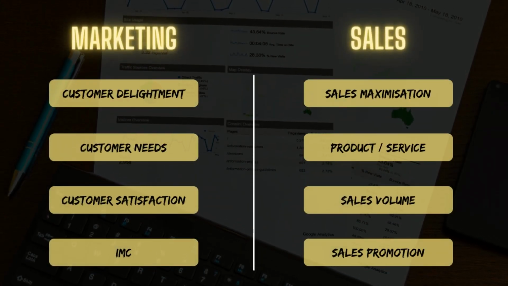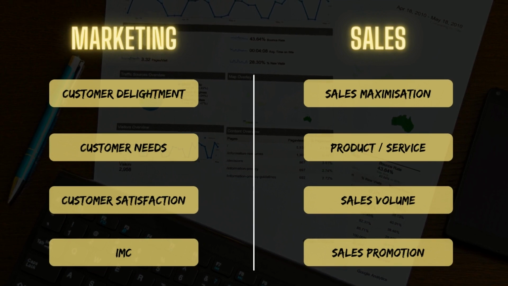The objective of marketing is to provide customer delightment, while the ultimate objective of sales is maximization of sales. Marketing is more about customer needs, while sales is focused on the product or service the organization is providing. The efforts of the marketing team are measured through customer satisfaction, while for the sales team, it is measured by calculating the sales volume. Marketing team uses an integrated marketing approach for communicating with customers, while on the other hand, sales team prefers only sales promotion. So these were the differences between marketing and sales.